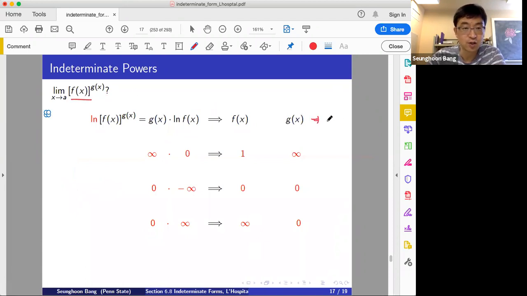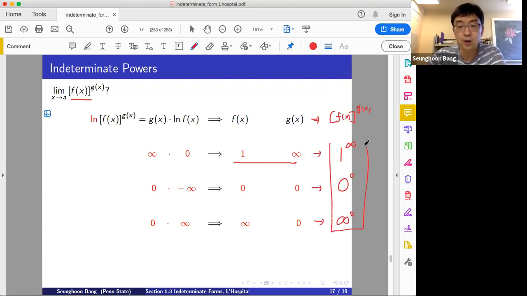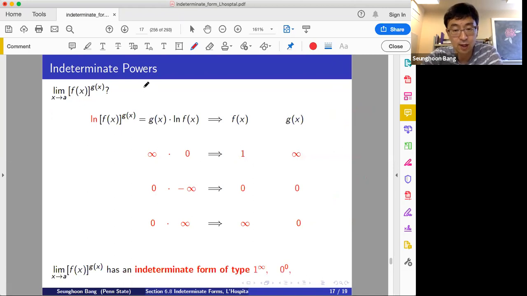So from here, you can change it to the f of x to the power g of x form. What's that? We have the indeterminate forms like this one: 1 to infinity, right? Here, 0 to 0 form. Third one, infinity to the 0 form. We have 3 possible indeterminate forms from the powers. That's the idea: 1 to infinity, 0 to 0, infinity to 0 form.